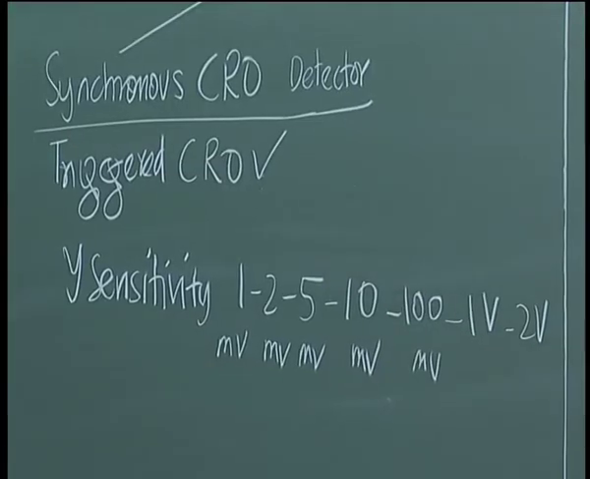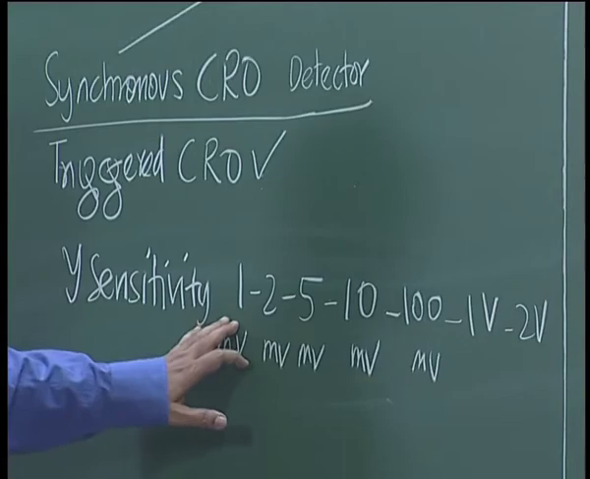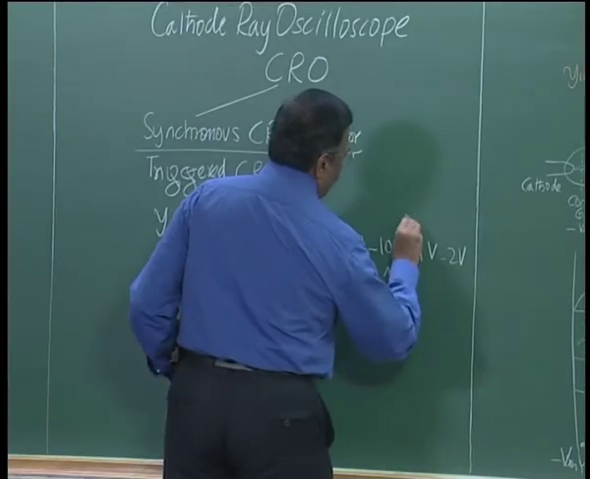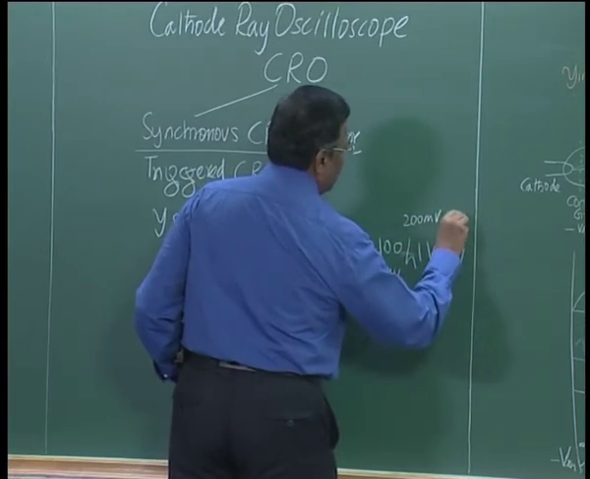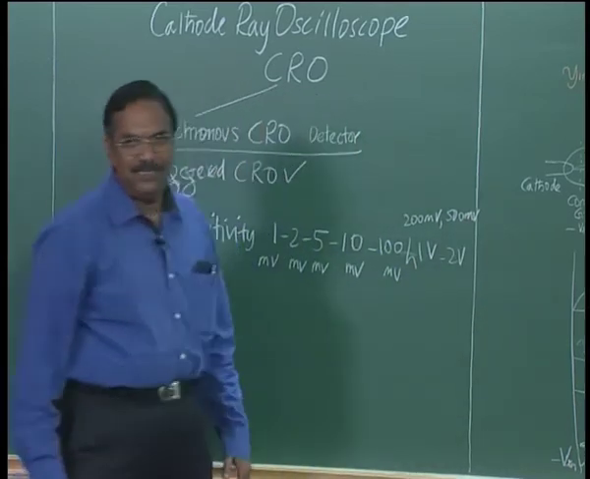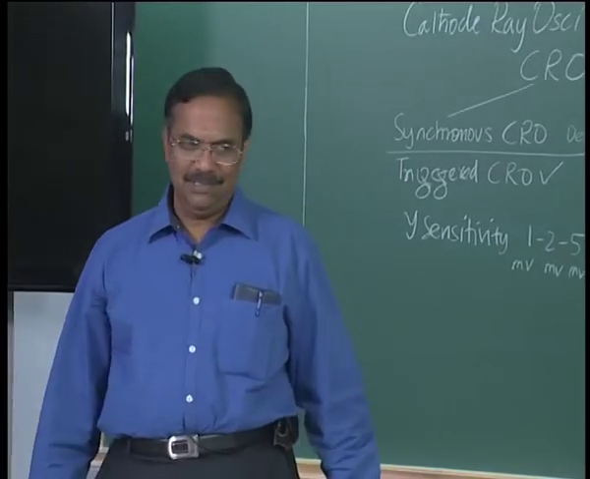So, you will see invariably on your Y input scale the sensitivity kept in terms of 100, I have left one more here, sorry, 200 millivolts, 500 millivolts, 1 volt, 2 volts, 5 volts, something in that sequence.